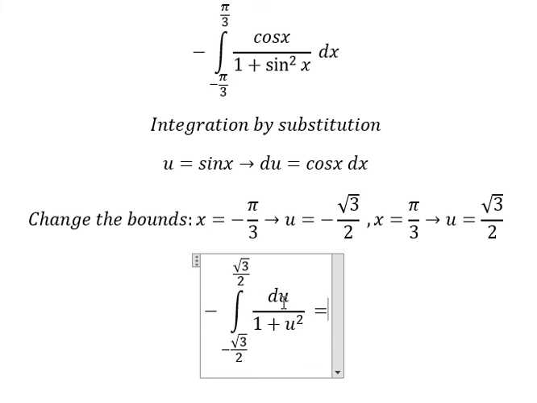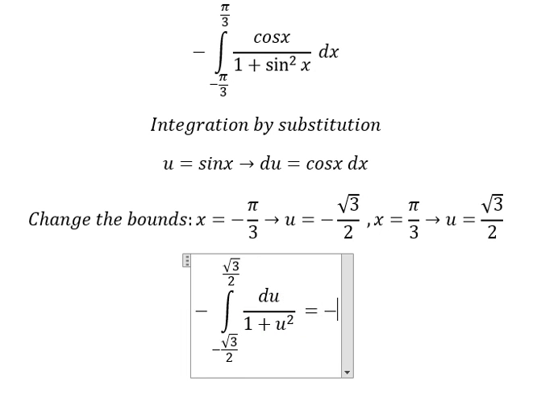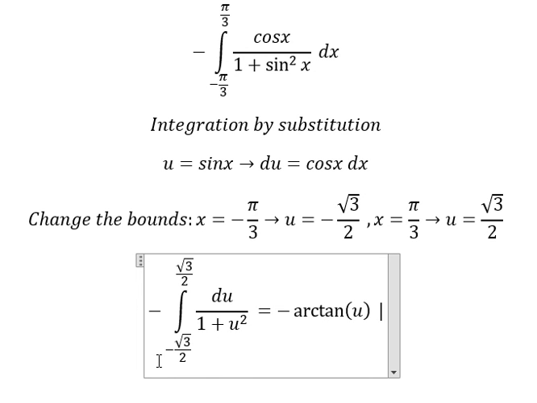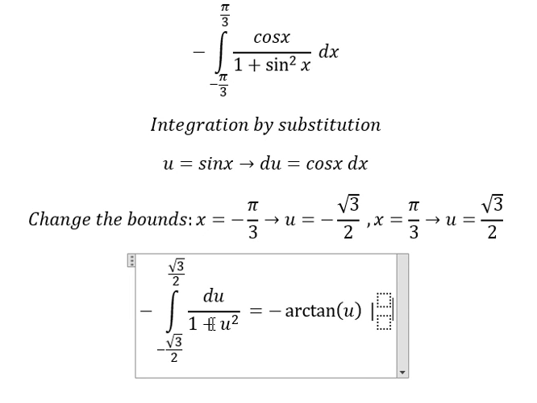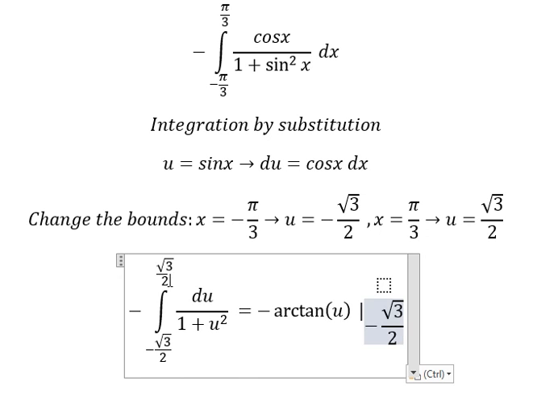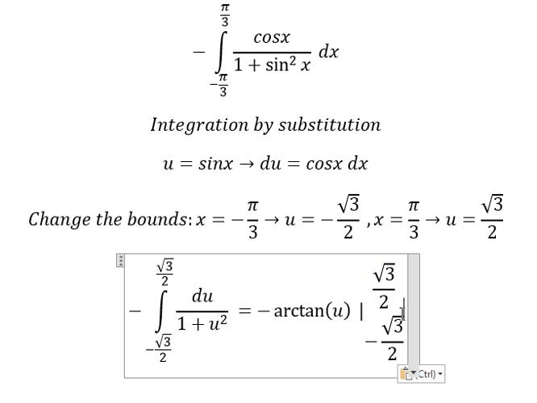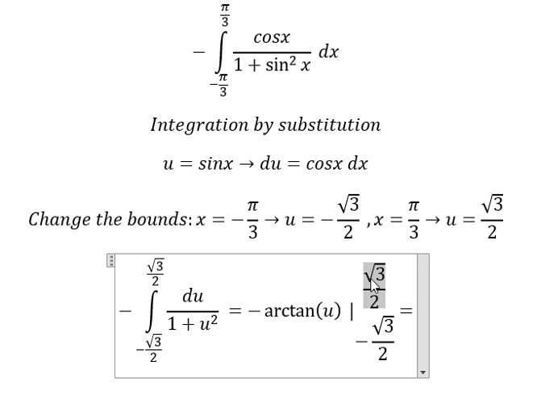Now, the integration of this one, we have the integral of u, and we put the bounds from negative the square root of 3 over 2 to the square root of 3 over 2. And now we have the final answer. So we put this one in here and this one in here.